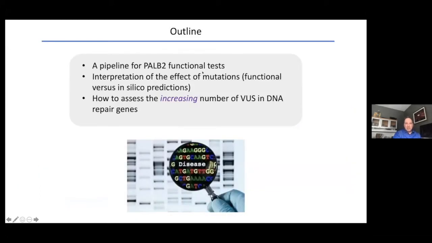So the outline of the talk is here. I will first talk about a pipeline that we have developed to look at PALB2 functional tests, considering all the mutations that are coming out during sequencing. I'll tell you also about the interpretation of the effect of mutations, the functional analysis versus in silico prediction. And finally, I'll end up telling about our newest work in assessing the increasing number of VUS, meaning a variant of unknown significance, in DNA repair genes.